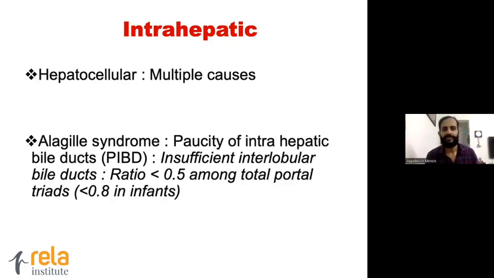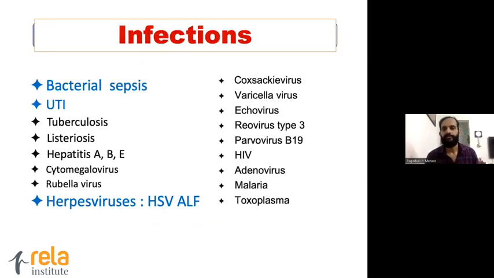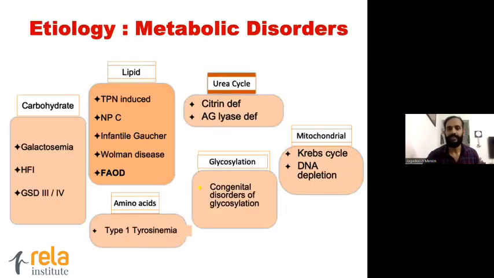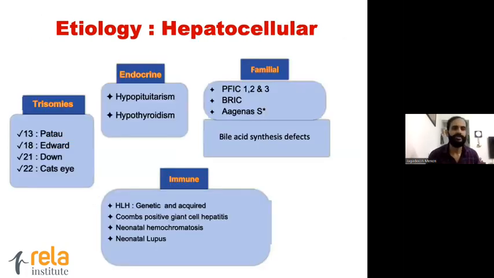Intrahepatic causes: I already mentioned hepatocellular causes, and the secondary causes of interlobular bile duct paucity is actually Alagille syndrome. Infections can cause cholestasis: bacterial sepsis, UTI, and herpes especially, which can cause liver failure. Various metabolic diseases include carbohydrate defects like galactosemia, lipid disorders, protein-related disorders like urea cycle disorders, tyrosinemias, glycosylation defects, and mitochondrial disorders. And there are a few other rare conditions that we see.